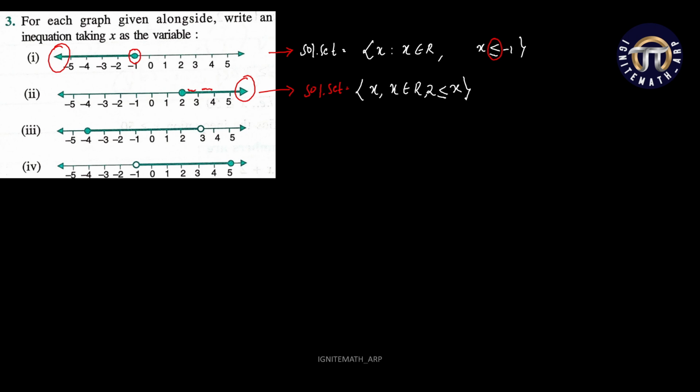2. Clear? Because all the numbers to the right side of 2 are greater and are darkened, and the arrow is also darkened. So I will write greater than or equal to, because the circle on 2 is also darkened and the arrow is also darkened. Clear, children? Now let me take the next example.